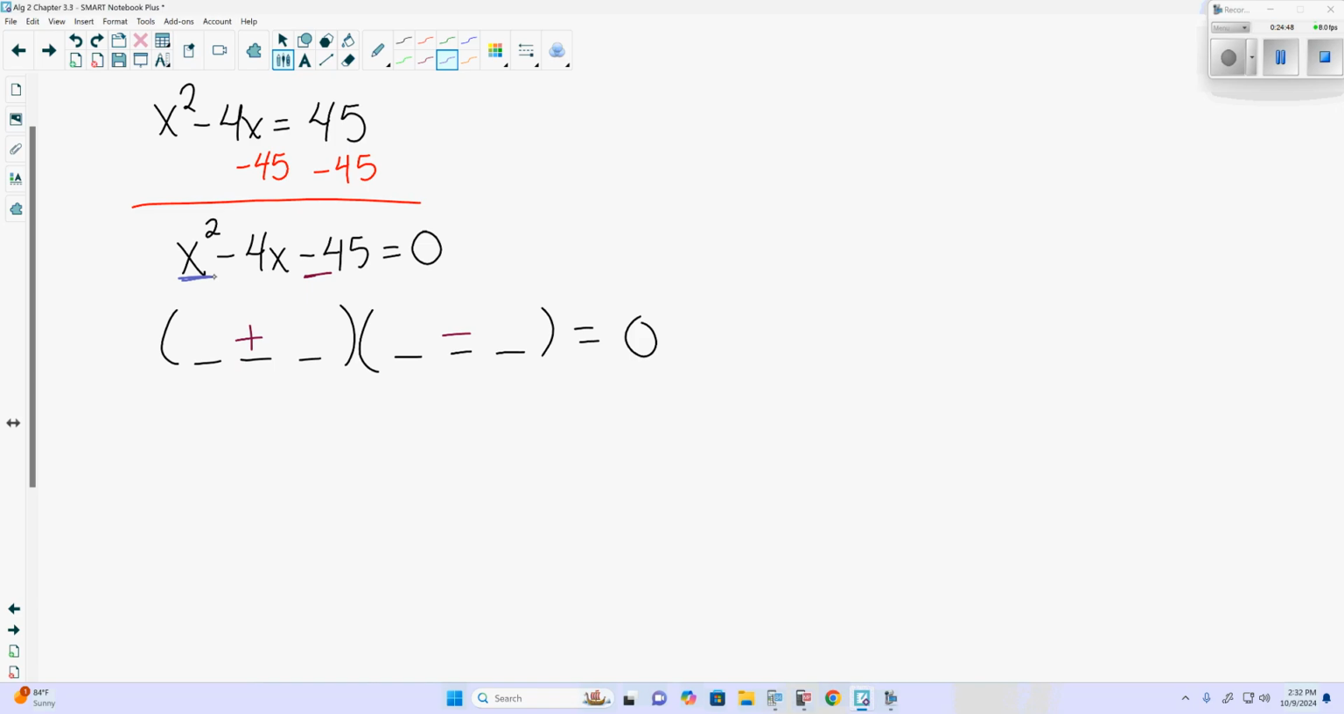Our next step is find the factors of the first and third term. Well, the only factors for x squared are x and x. Factors of 45: 1 and 45, 3 and 15, and 5 and 9. Which one of these three do we want to try first? 3 and 15? Okay.